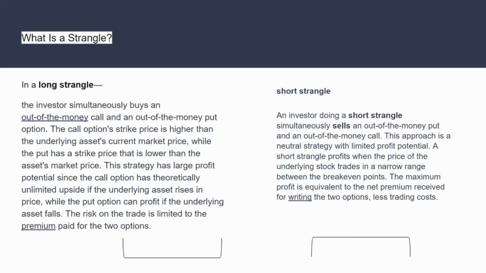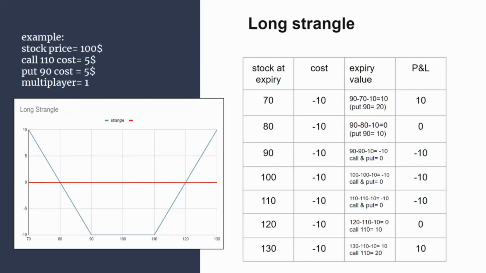A short strangle profits when the price of the underlying stock trades in a narrow range between the break-even points, and the maximum profit is equivalent to the net premium received for writing the two options, less, of course, the trading costs. You can see that it looks like this. You have sold an out-of-the-money call and an out-of-the-money put, and you got this wide range. As long as the market stays within this range, you're going to make a profit. Now let's sharpen our studies and see an example.